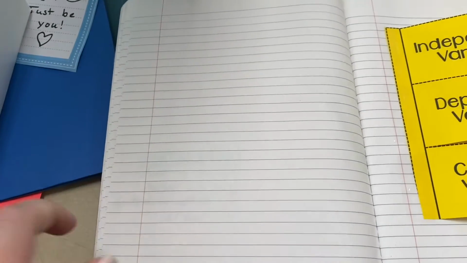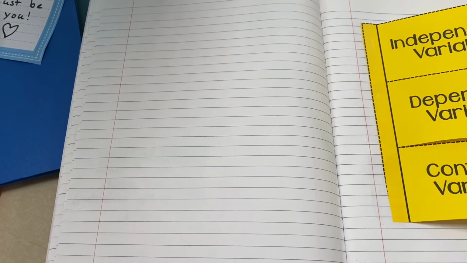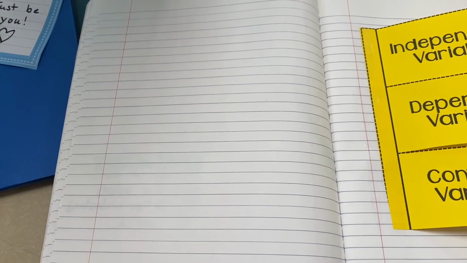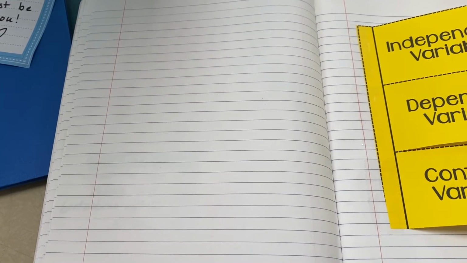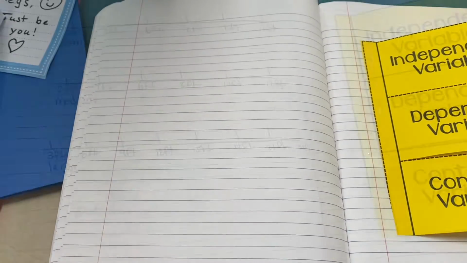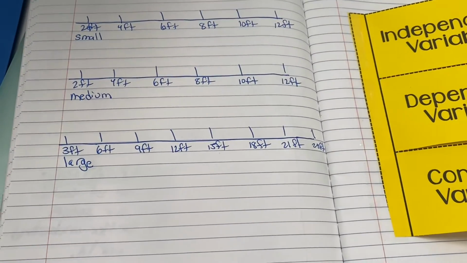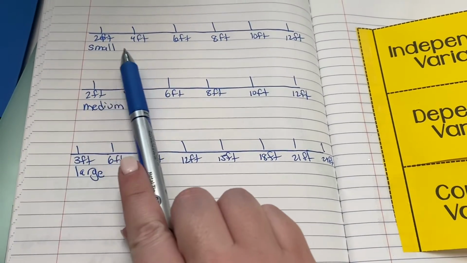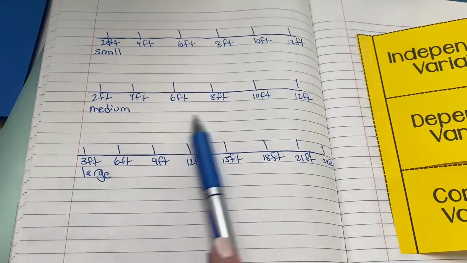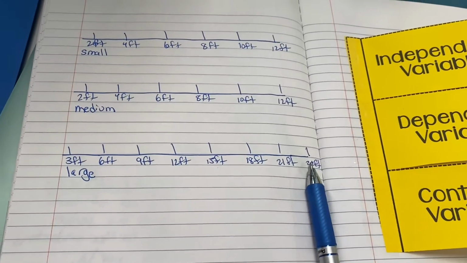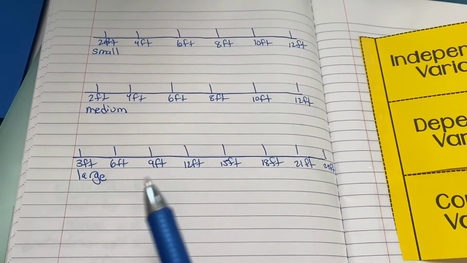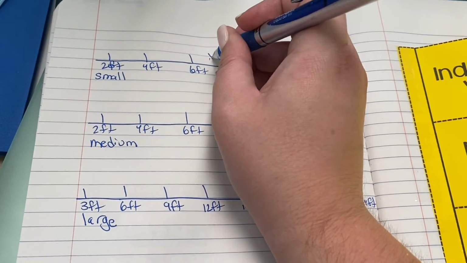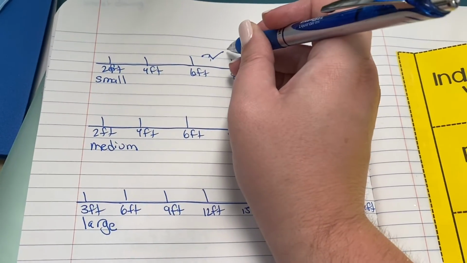On page 12, we are going to draw an example of our plane experiment and how we used independent, dependent, and controlled variables there. Once you set up your diagram on page 12, you can see I've drawn a distance line with a scale for my small, medium, and large paper planes. So with the small, it reached 7 feet. So I'm going to make a little birdie check mark.